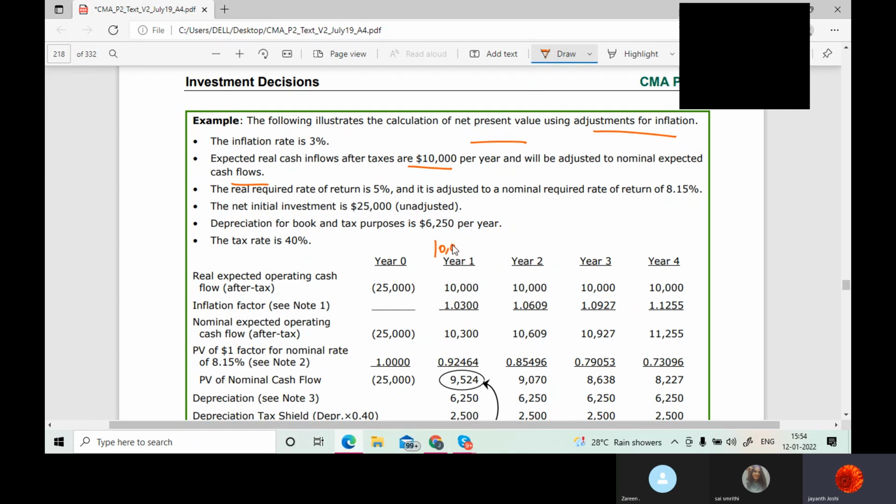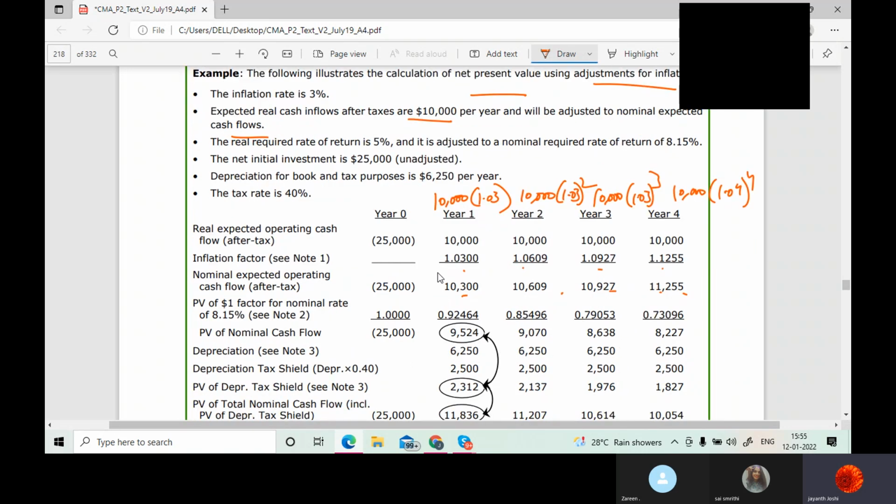So 10,000 in year 1 into 1.03. In year 2, 10,000 into 1.03 whole square. In year 3, 10,000 into 1.03 whole cube. In the fourth year, 10,000 into 1.03 whole power 4. So in this way it goes, and you'll get the factors, and then you'll get the cash inflows, and then you will be taking the required rate of return as a discount factor, and then you'll be adding up all the cash inflows.